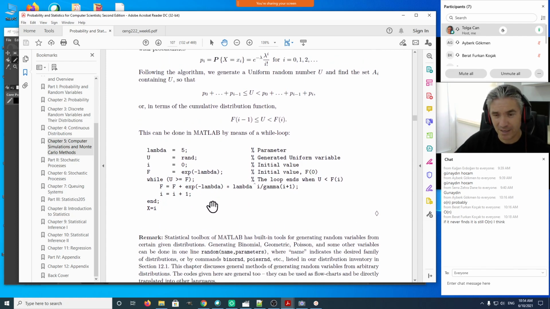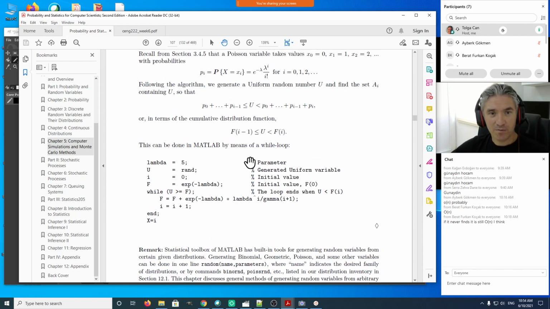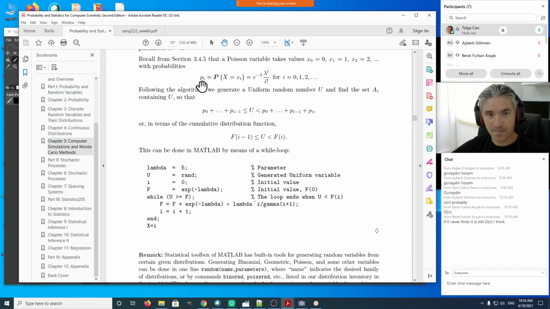It's the same code that I have on my slides. The only difference is that the order of I equals I plus 1 is changed in this while loop. So let's take a look at this code and try to understand what it's doing. So this is the PMF. As you can see, the probability that the Poisson random variable x is equal to i is given to us as e to the minus lambda, lambda to the power I divided by I factorial.